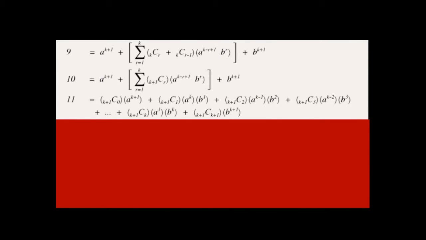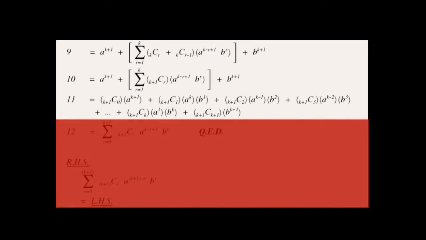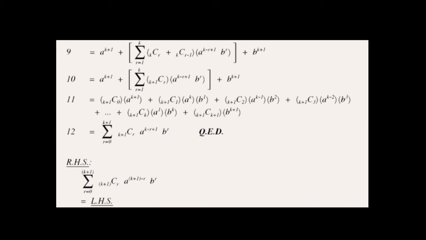to k plus 1, plus quantity k plus 1 taken 1, quantity a raised to k multiplied by b raised to 1, plus quantity k plus 1 taken 2 multiplied by a raised to k minus 1 multiplied by b raised to 2, plus k plus 1 taken 3 multiplied by a raised to k minus 2 multiplied by b raised to 3, until you reach k plus 1 taken k multiplied by a raised to 1 times b raised to k, plus k plus 1 taken k plus 1 multiplied by b raised to k plus 1, which is equal to the summation of r equal to 0 to k plus 1, k plus 1 taken r multiplied by a raised to k minus r plus 1 times b raised to r.